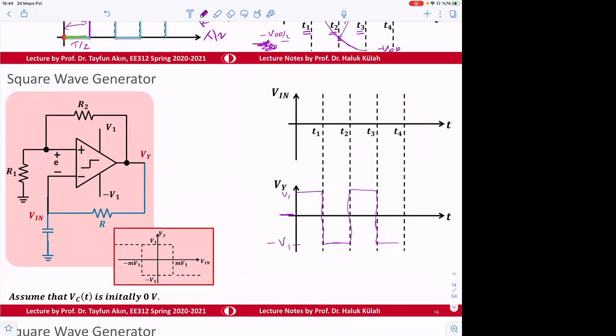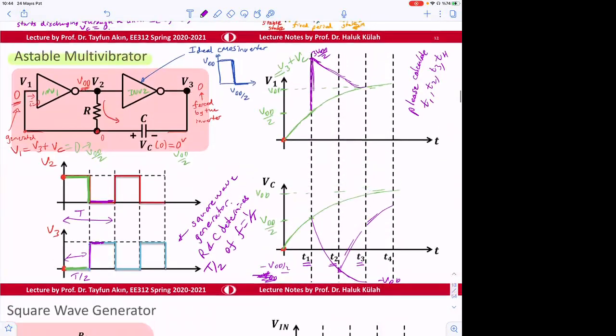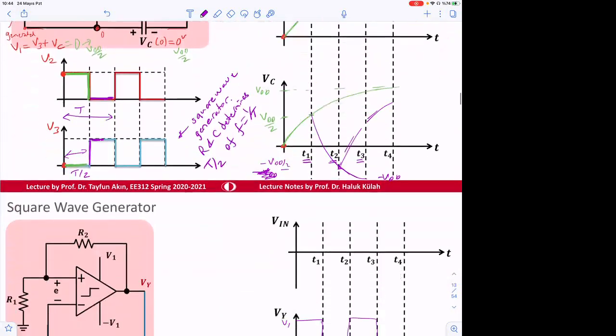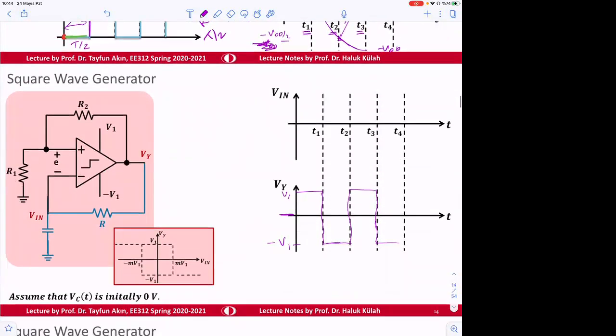Okay, last time we have seen how we can make an astable multivibrator with two different techniques. And today we'll see one other type of device. In fact, it's called a square wave generator.